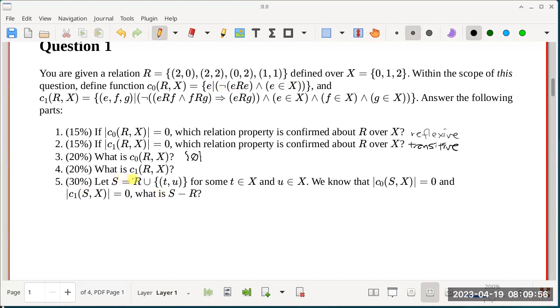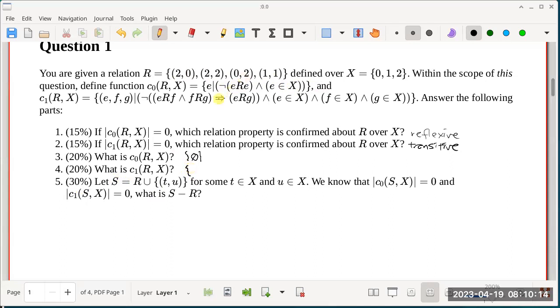So for C1, we are looking into R and we are asking, do we see any 3 elements in X such that together they basically indicate that the relation is not transitive.